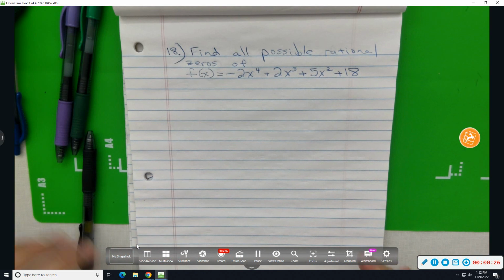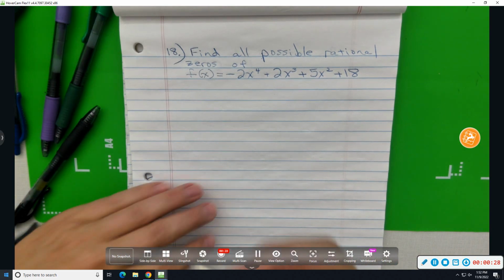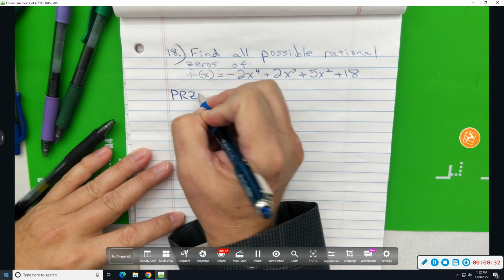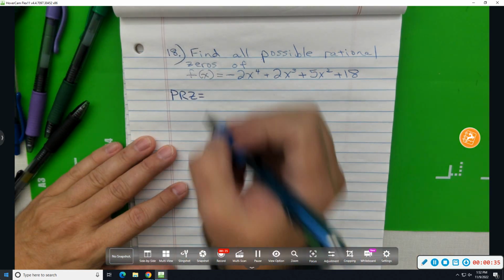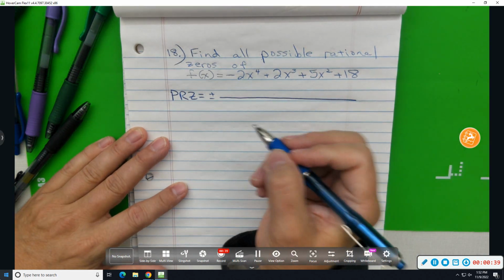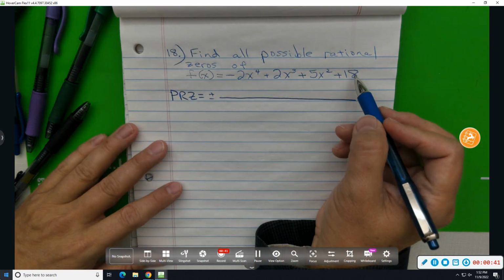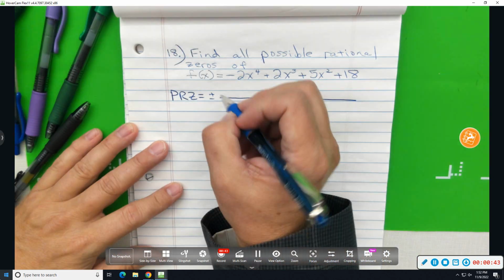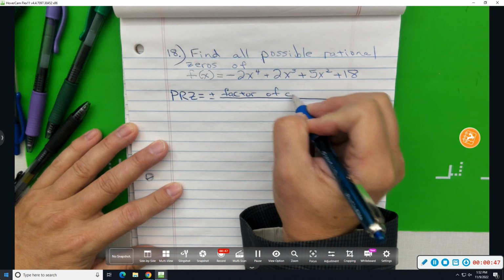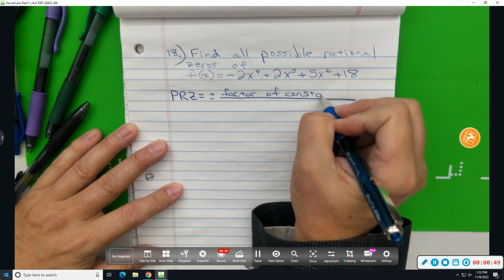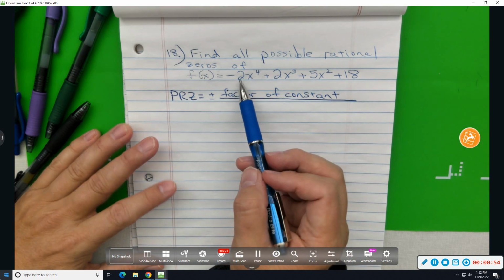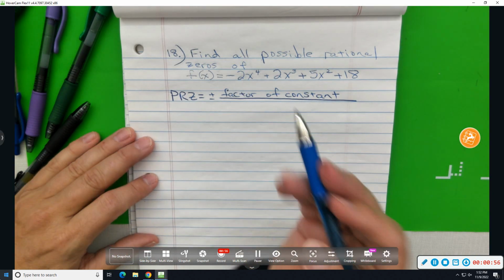Okay, remember to find possible rational zeros, I abbreviate that PRZ. They're equal to plus or minus a fraction. On top, you have any factor of the constant term, and the denominator must be a factor of the leading coefficient.